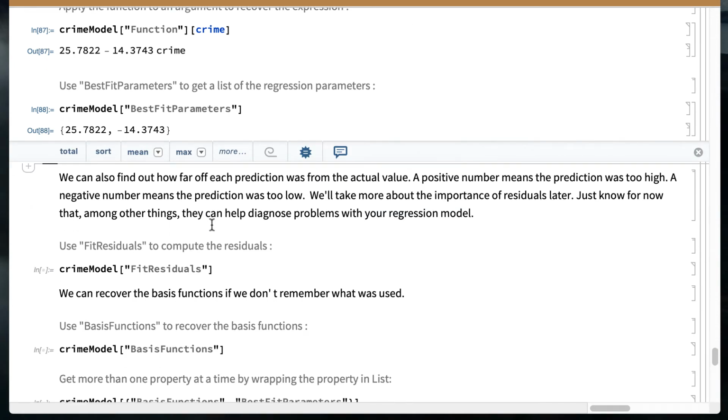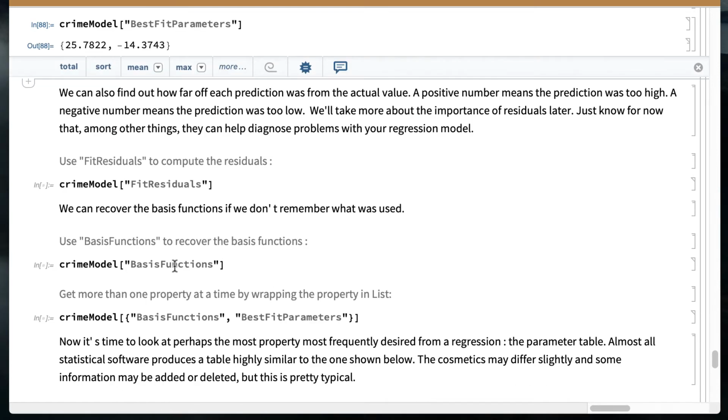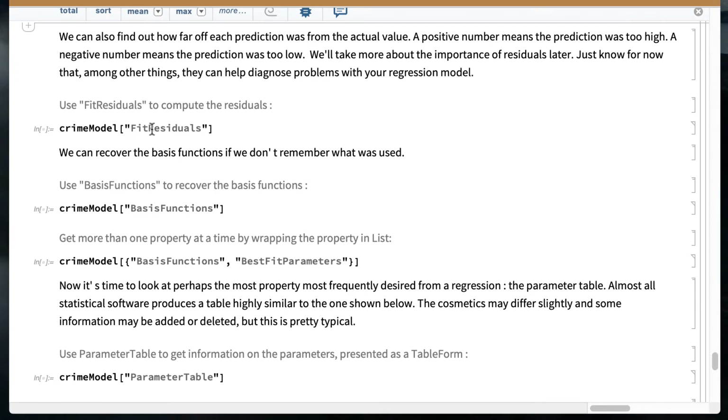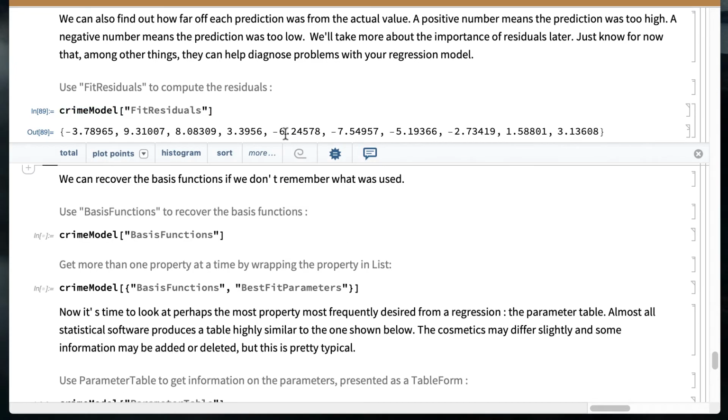Okay. You can also find how far each prediction was from the actual value, and that's called a fit residual. We'll see a lot about residuals in this course. But for now, we're going to find out what the fit residuals are. A positive number means your prediction was too high, and a negative number means your prediction was too low. And you can see, by the way, this simple model is not doing a great job in predicting home prices. Evidently, there's more than crime to predicting home values.